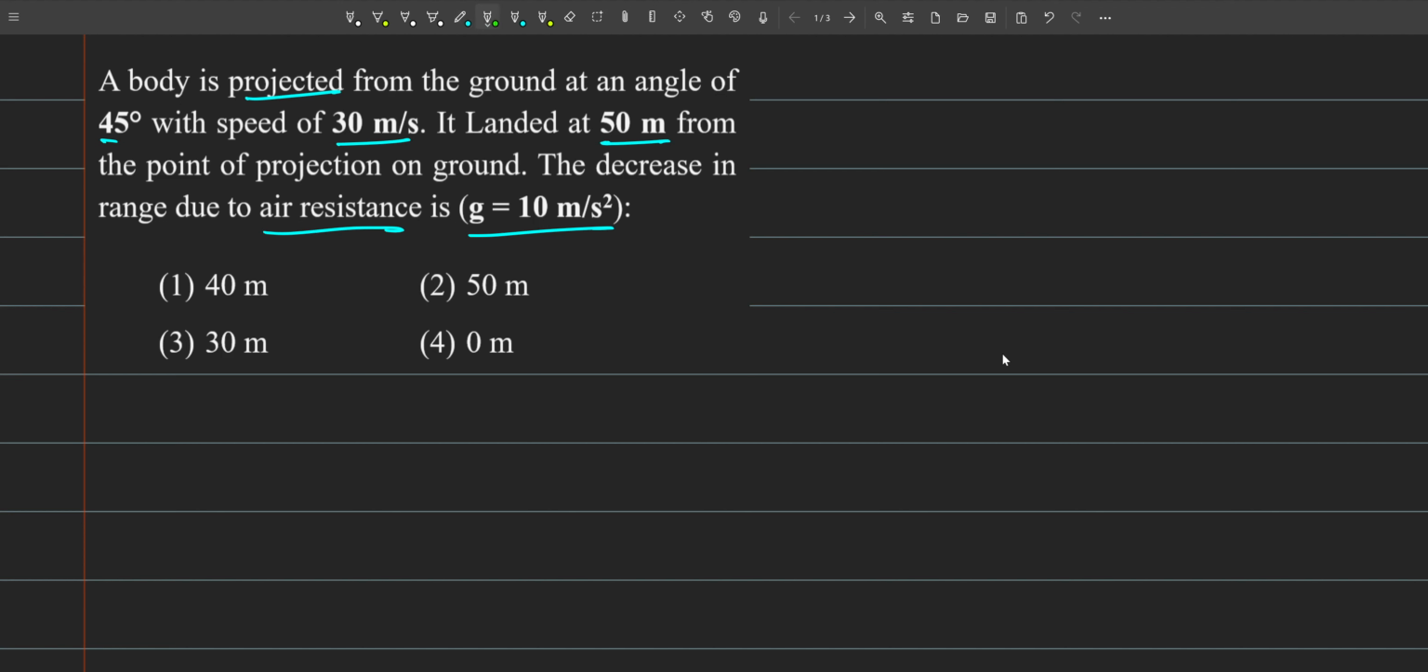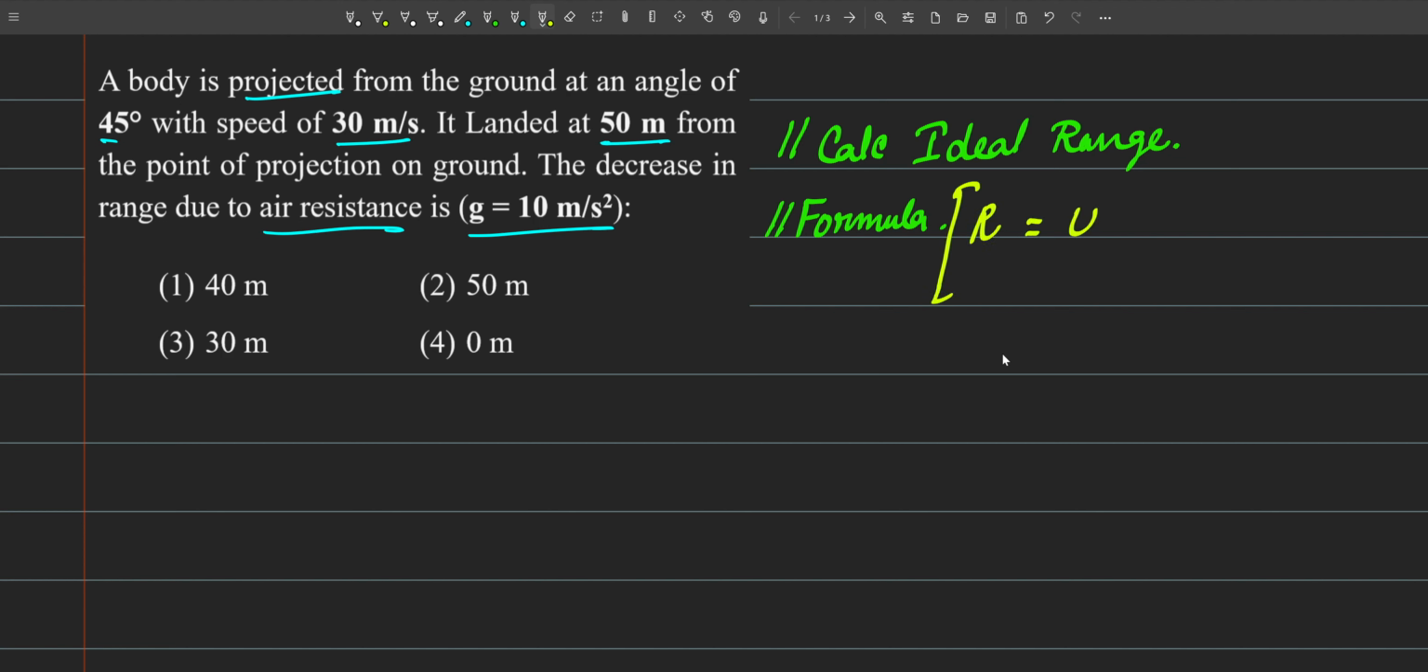So basically first we need to calculate the ideal range, and for that we are going to use the formula. Remember this guys, this is a very important formula, that is range is equal to u square sine 2 theta by g, where u is the initial velocity. So basically our initial velocity is given as 30.